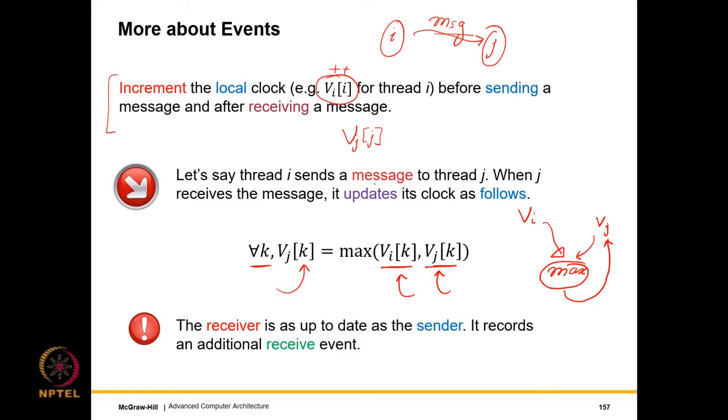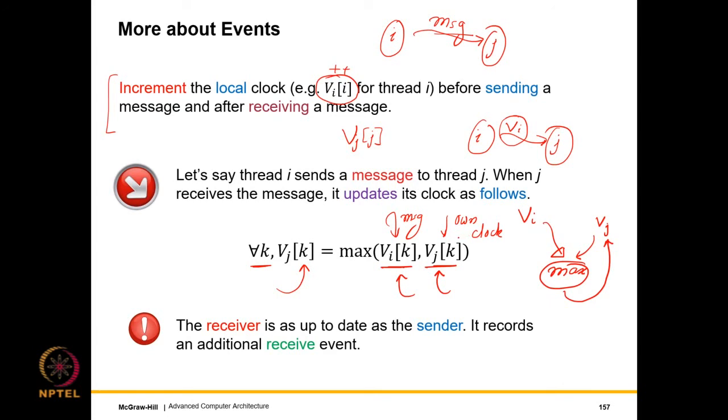So what is the key idea here? The key idea is that if thread I is sending a message to thread J, it is going to first increment its local clock before sending and then send the timestamp, which is the value of its vector clock, along with the message. What Vj will do is that the moment it gets the message, it will increment its local clock, and along with that, merge both the vector clocks: Vi, which has come along with the message, and Vj, which is its own clock. Merging would basically mean that element-wise we take the maximum.